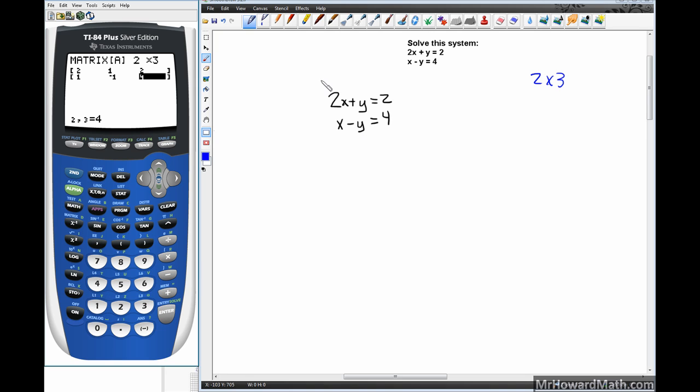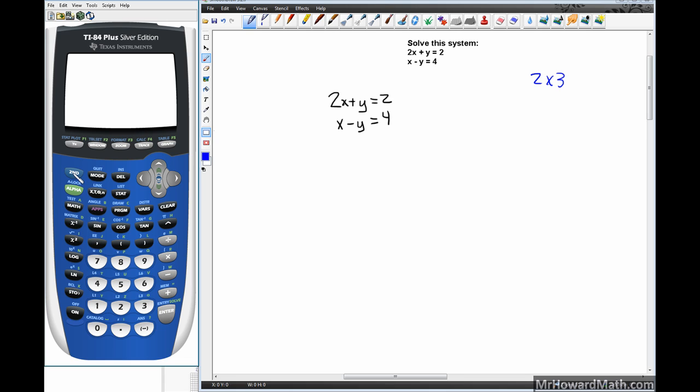Okay, let's double check our matrix. We have 2, 1, 2. That checks. We have 1, negative 1, 4. So everything checks out. Next, we hit second mode to quit and get out of that screen.